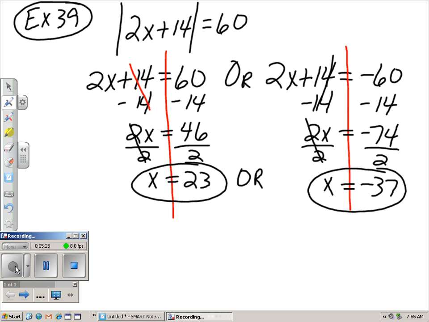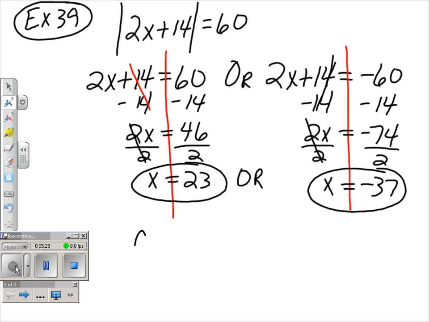I solved the one on the left and got x equals 23. Solved the one on the right and got x equals 37. I'll leave the check for you to do. So you would take out the x, put in the 23 and see if it works. Same thing with the negative 37.